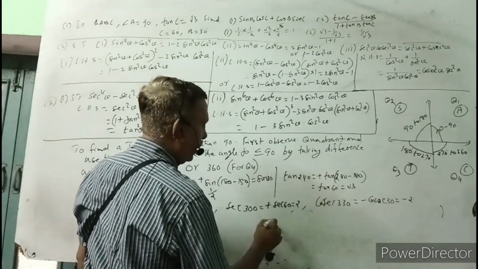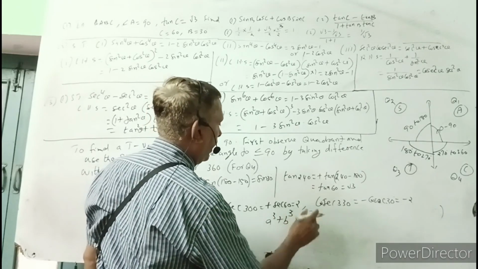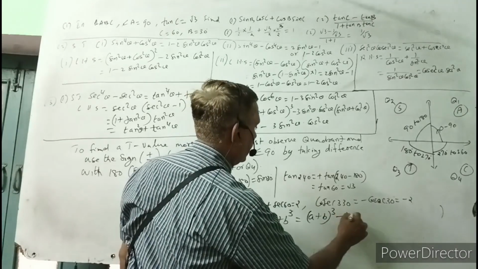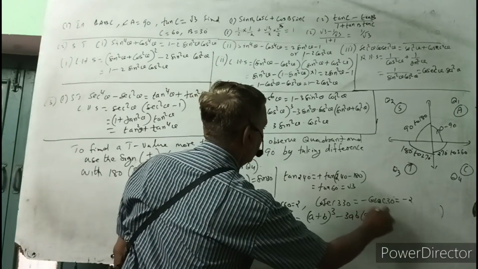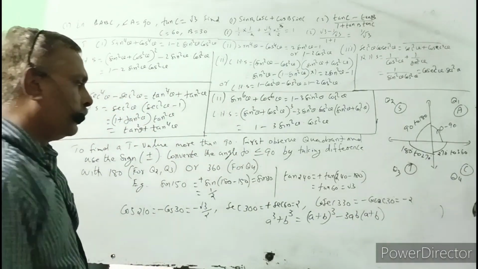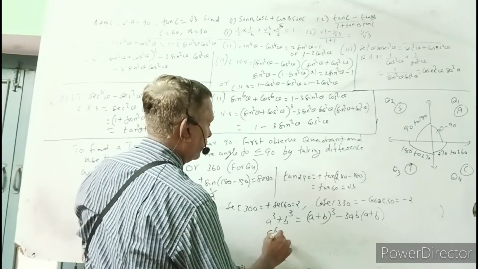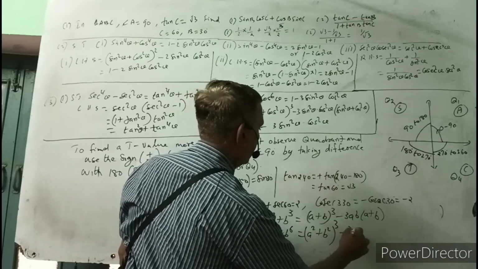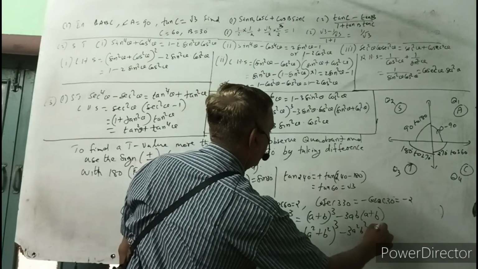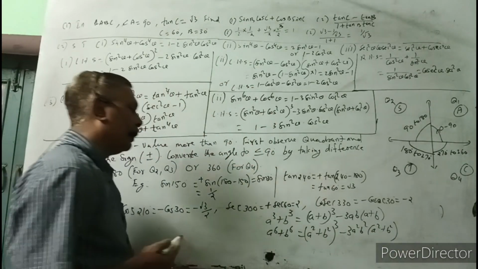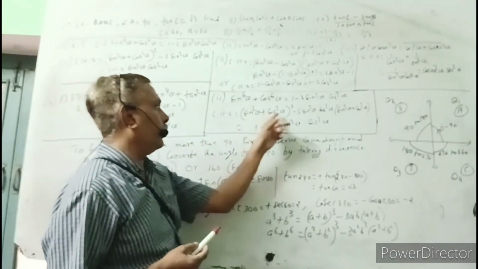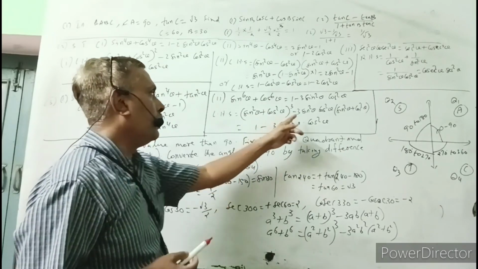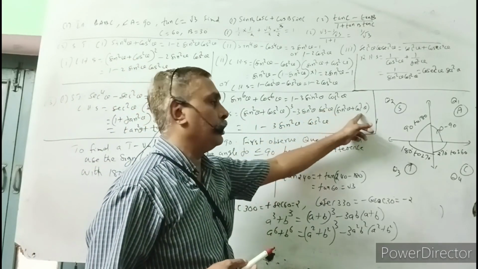Here also I used a cube plus b cube, the formula we studied in 9th standard. This is the same as a plus b the whole cube minus 3ab into a plus b. This is also an identity, a cube plus b cube. So I can write a raised to 6 plus b raised to 6 is equal to a square plus b square the whole cube minus 3a square b square into a square plus b square. It is possible to write. So in this, I use sin square theta plus cos square theta, which will become 1, and this second one also will become 1.